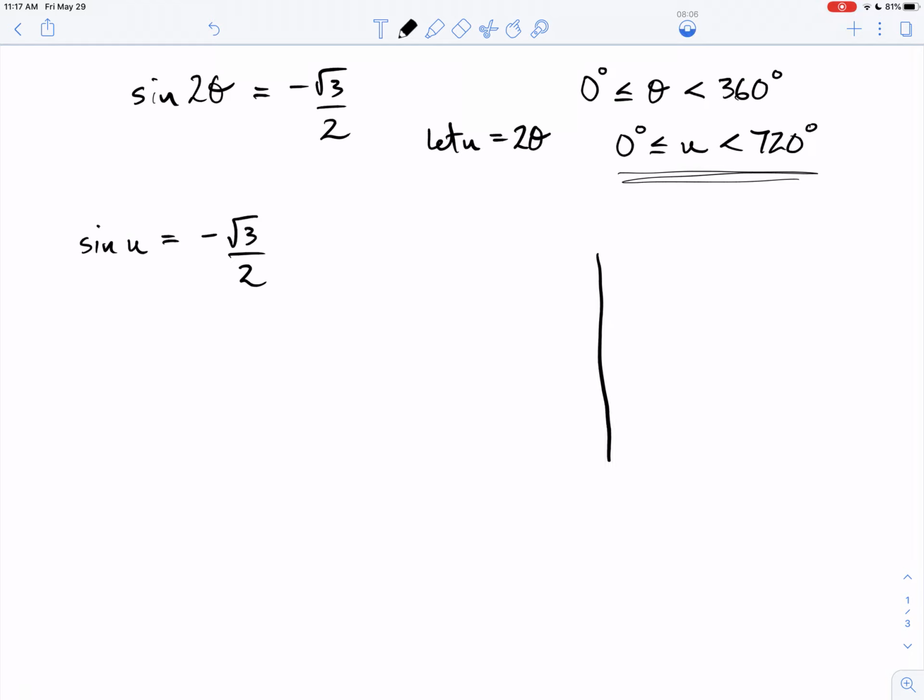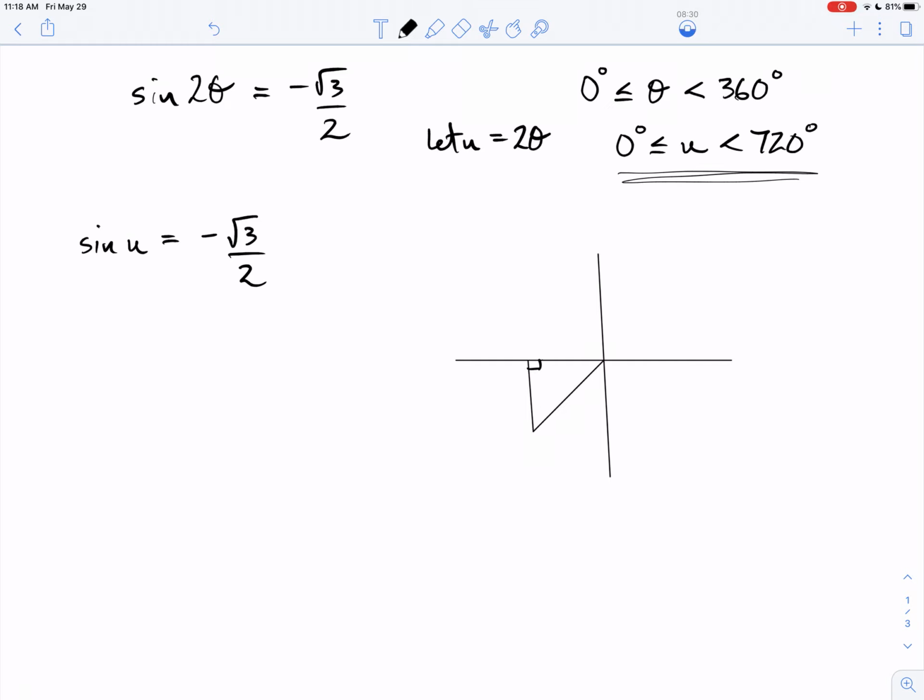But in order to do this, it would be really helpful if I had a bow tie in front of me. But no, I'm going to have to draw this out. So here we go. I know that the sine of some angle u can equal negative root 3 over 2, not in quadrant 1 or 2. It would be in quadrant 3. So I'm going to draw this guy.